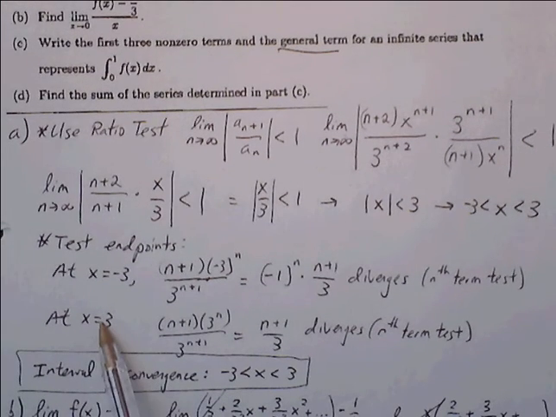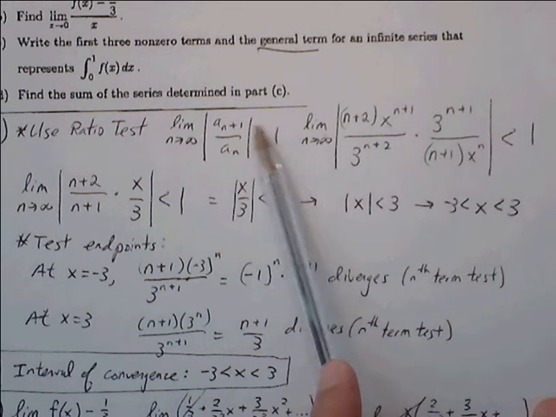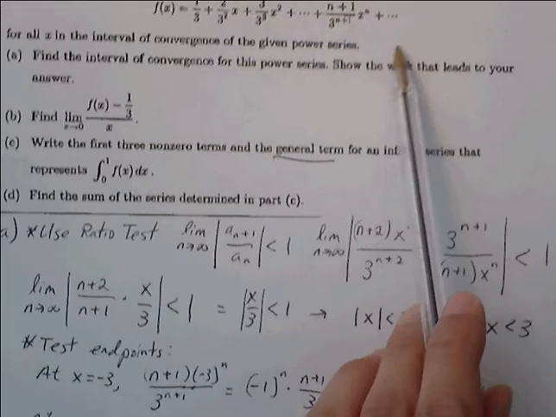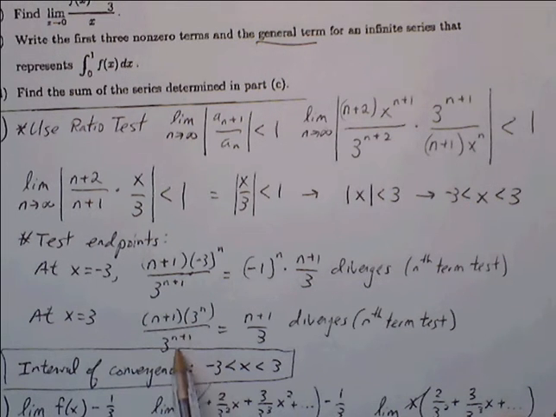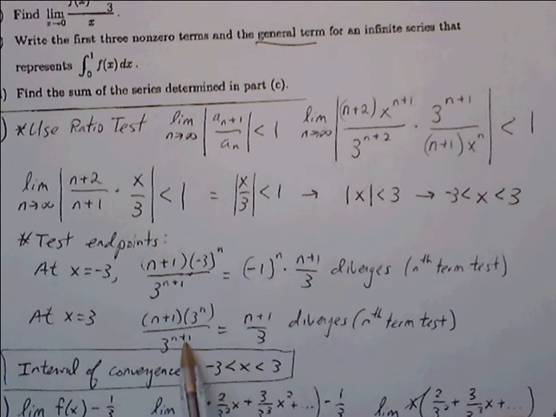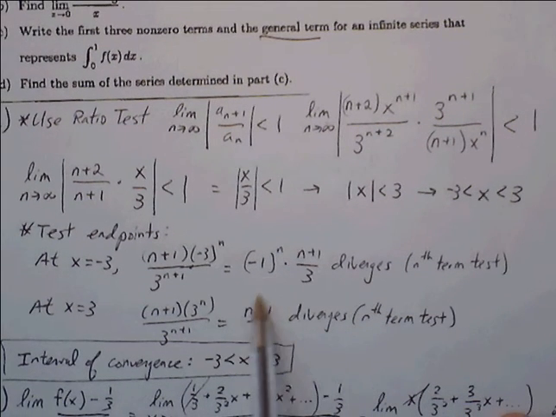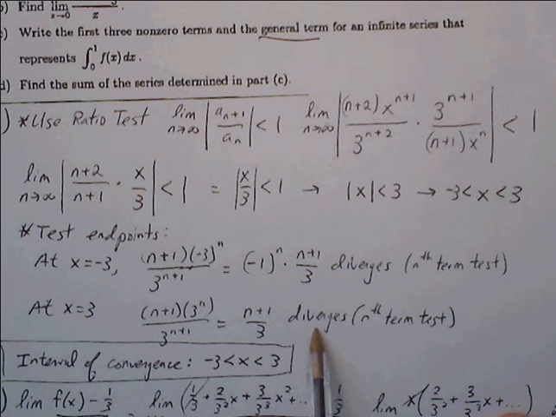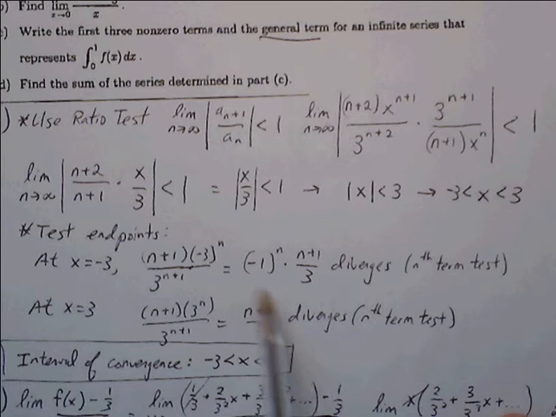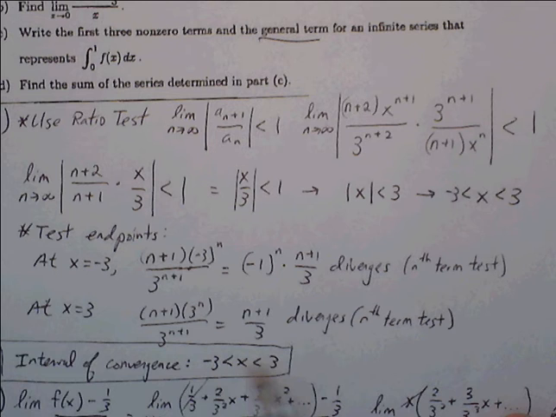For x equals 3, the other endpoint, we can plug 3 into the x of the rule of sequence, which is here. So n plus 1 over 3 to the n over 3 to the n plus 1. The 3 to the n will cancel out, leaving us with just n plus 1 over 3. And we know that this series will also diverge, because by the nth term test, as n approaches infinity, this will go to infinity. This will not go to 0. So we know both endpoints will diverge. So our interval of convergence is between negative 3 and positive 3.